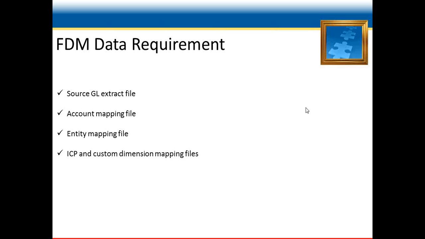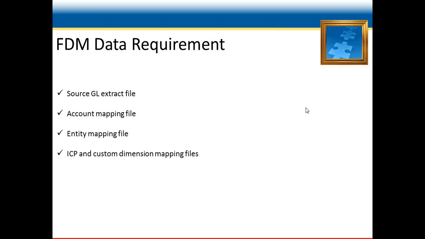FDM data requirement. To build an FDM application, you should have a source GL extract file and mapping files. Source GL extract file. It's a file or report from a source system. Each record in the source file must contain an account number and amount and any additional dimensions that describe the record. If the file contains multiple entities, you must identify the entity for each record.